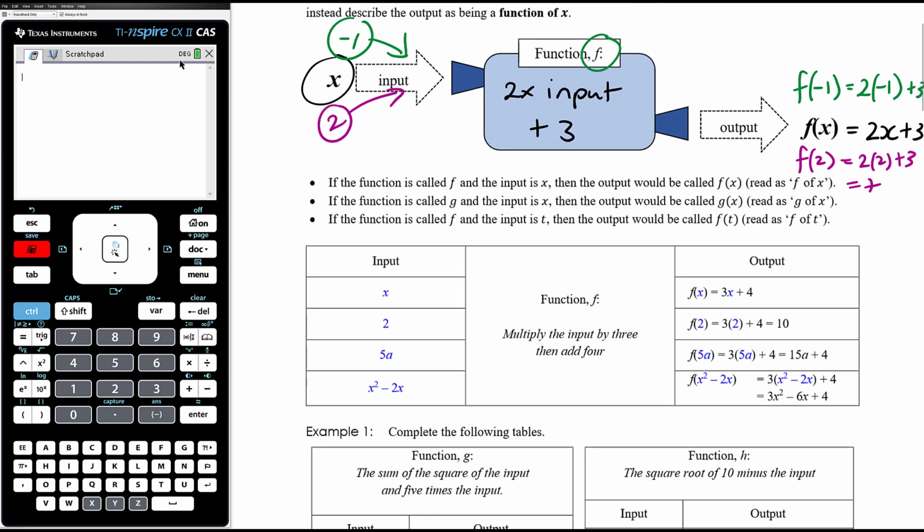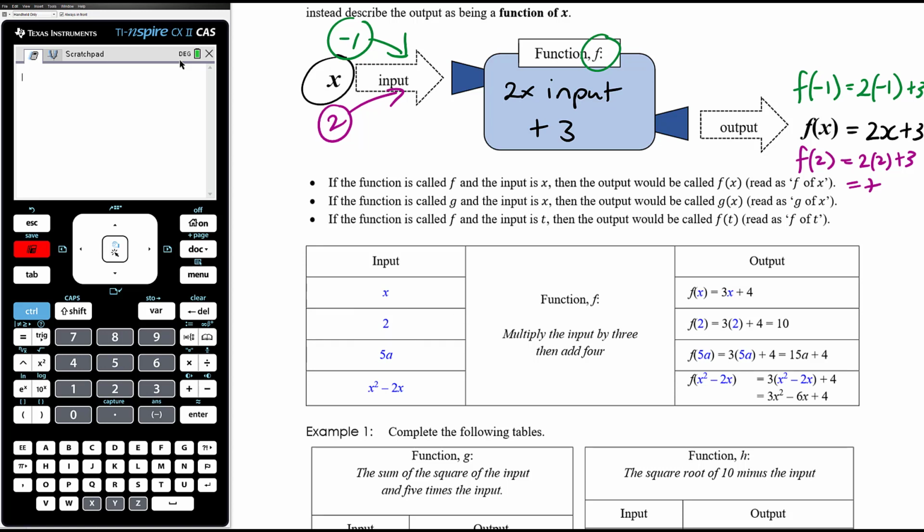If we have a look here, we've got a different function still called f, and function f is when we multiply the input by 3 and then add 4. Here, if our input value is x, we put it into the function. The output is a result of applying f to the input x, f of x, and it is 3 times x plus 4. If our input is 2, the output is f of 2, and it is equal to 3 times 2 plus 4, which is 10.